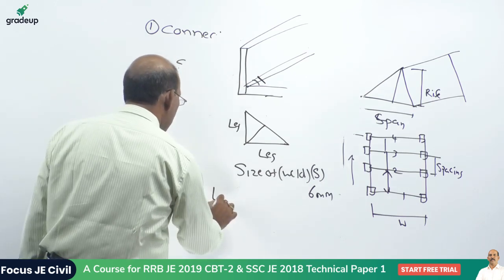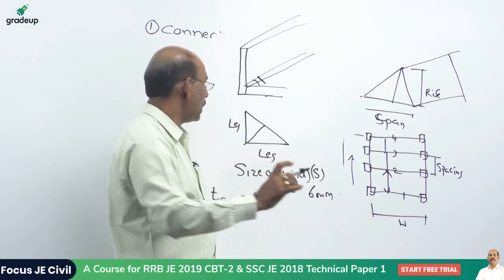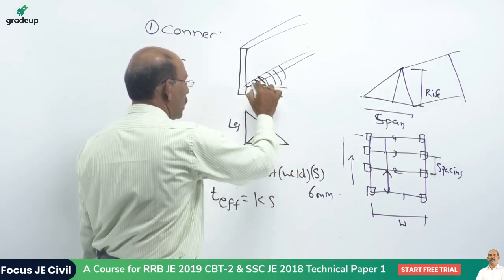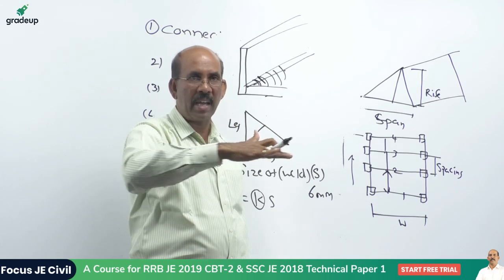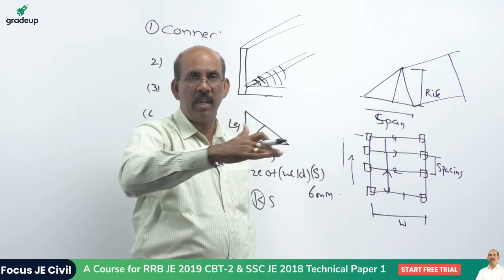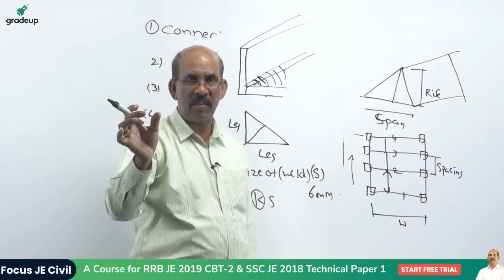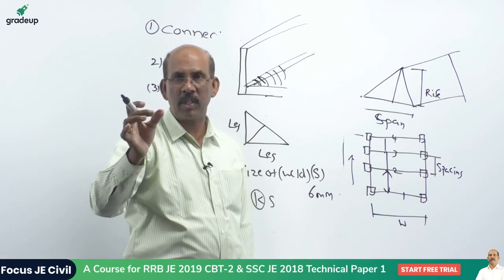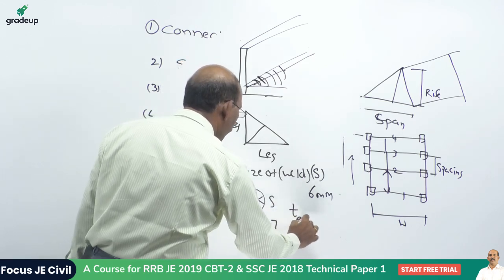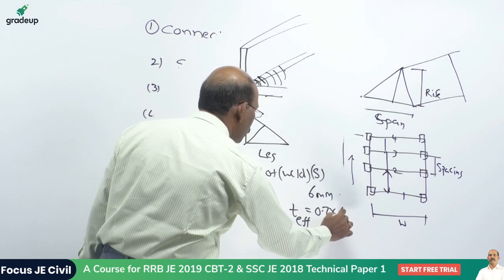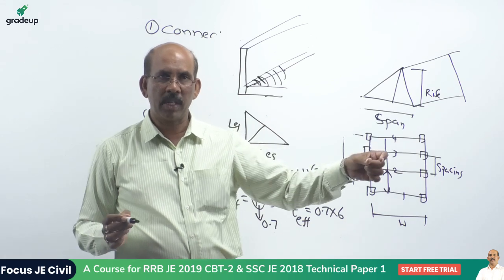And coming to the thickness, T effective is equal to K into S. Here S is the size, and this value of K mainly depends upon the angle of the weld. For regular welding, the angle of weld we take is less than 90, normally 70 degrees. For that we are going to take this particular value K as 0.7. Therefore the effective thickness is equal to 0.7 into 6. So this is how you calculate the effective thickness, or thickness of the weld.